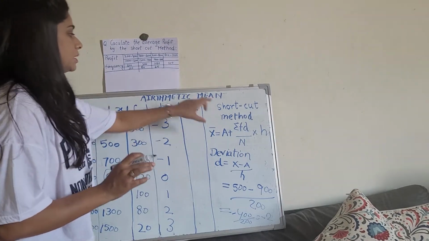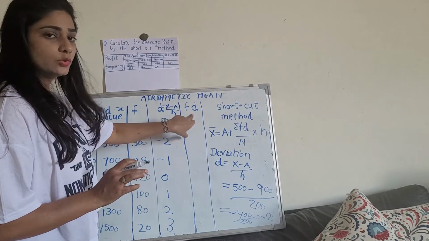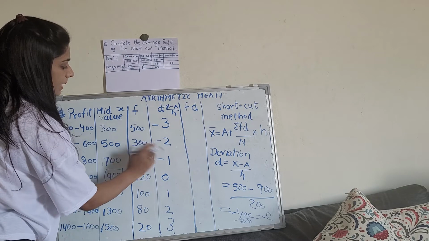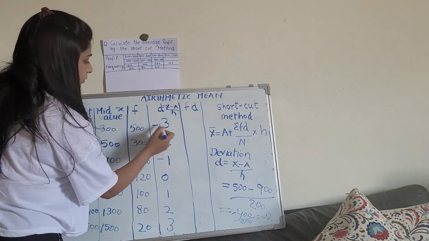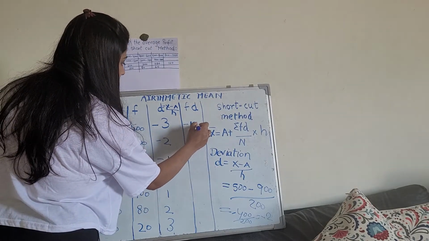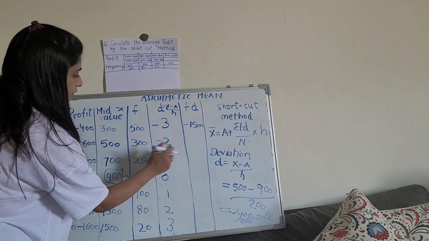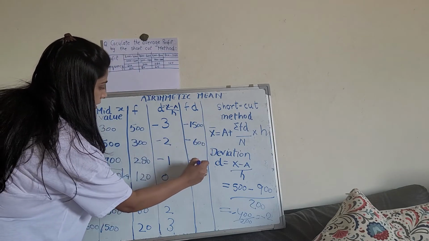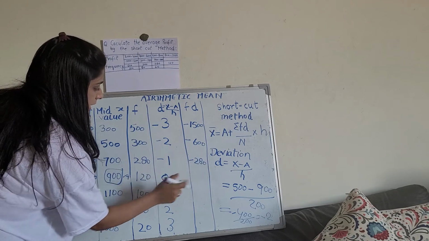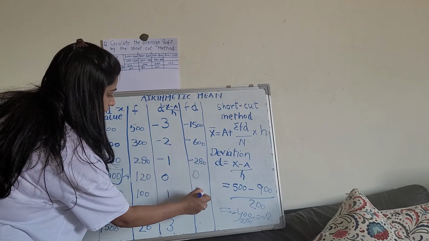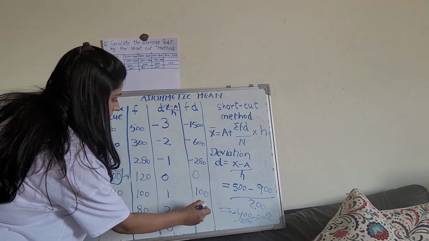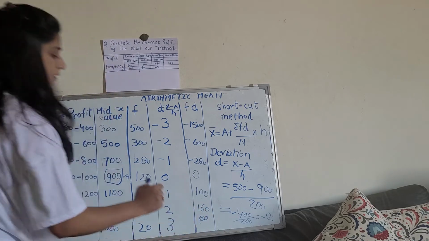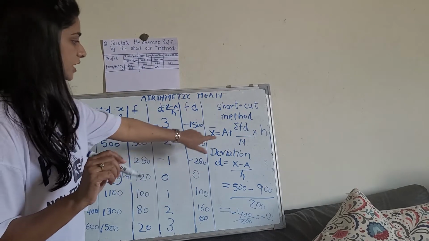Now the next column is f into d. F is this column and d is this column, so we will multiply both the values. 500 times minus 3 will be minus 1500. 300 times minus 2 will be minus 600. Minus 280. This 0. This 100. This 160. And this 60. So we multiplied f into d.